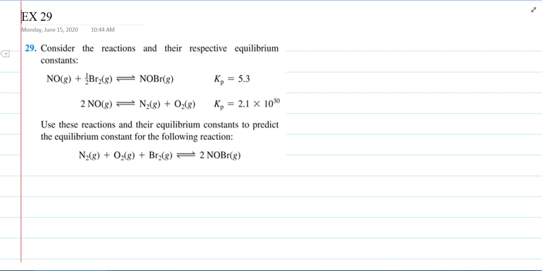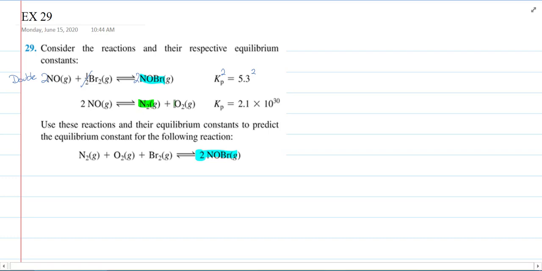So what do I have to do? Well, the first reaction, I like to do products. NOBr is a product, but there's a 2 in front of it. So I'm going to need to double the first one. If I double the first one, that means I would put a 2, make that a 1, and make that a 2, which is good. I have to square Kp.